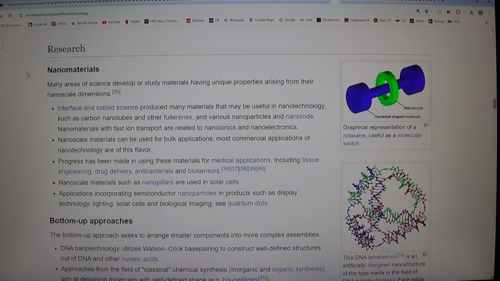Research. Nanomaterials. Many areas of science develop or study materials having unique properties arising from their nanoscale dimensions. Interface and colloid science has produced many materials that may be useful in nanotechnology, such as carbon nanotubes and other fullerenes, and various nanoparticles and nanorods. Nanomaterials with fast ion transport are related to nanoionics and nanoelectronics. 2. Nanoscale materials can also be used for bulk applications. Most commercial applications of nanotechnology are of this flavor.